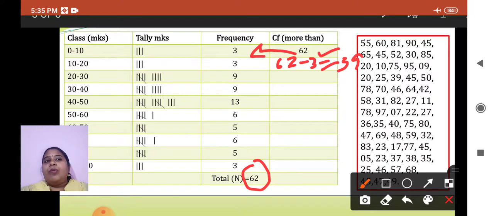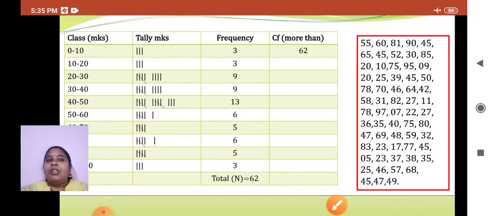Now the next value will be what? 59 minus 3. That is 56. I hope you have recollected this. This I have already explained in my previous session. Just have a look at it. So 60 is the first total that is to be written in the CF more than column.